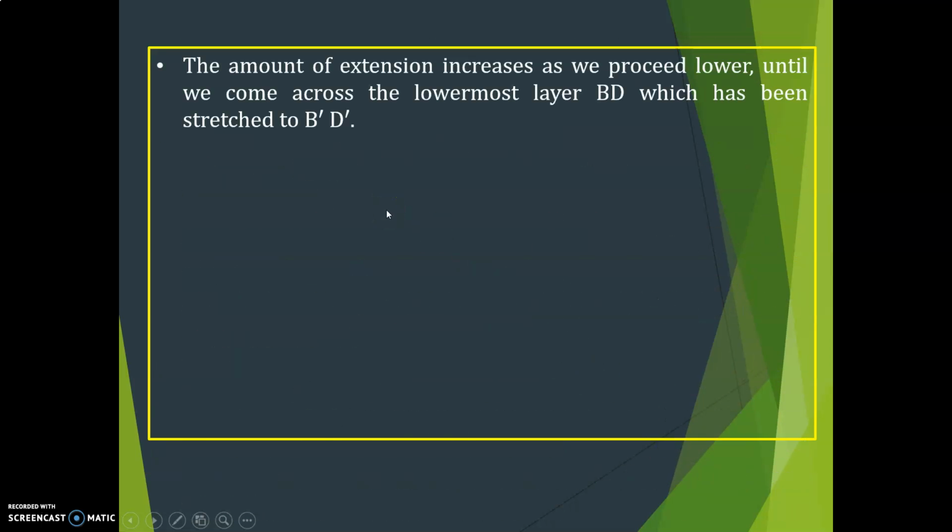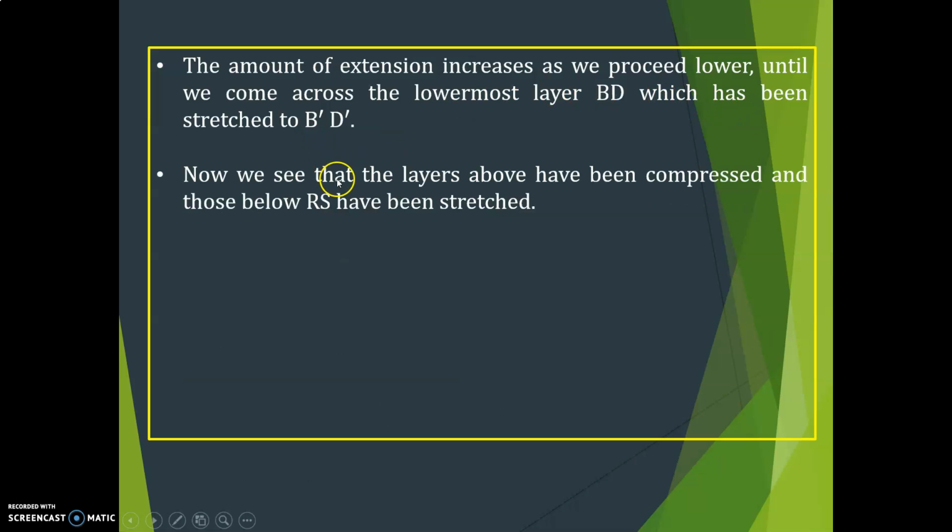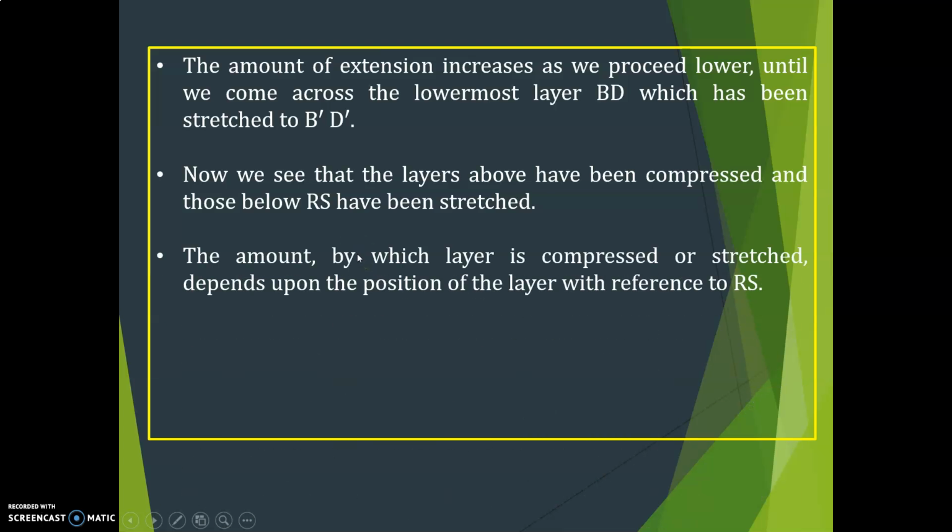The amount of extension increases as we proceed lower until we come across the lowermost layer BD, which has been stretched to B dash D dash. Now we can see that the layers above have been compressed and those below RS have been stretched. The topmost layer is compressed and the bottommost layer is stretched, which means there will be tension.